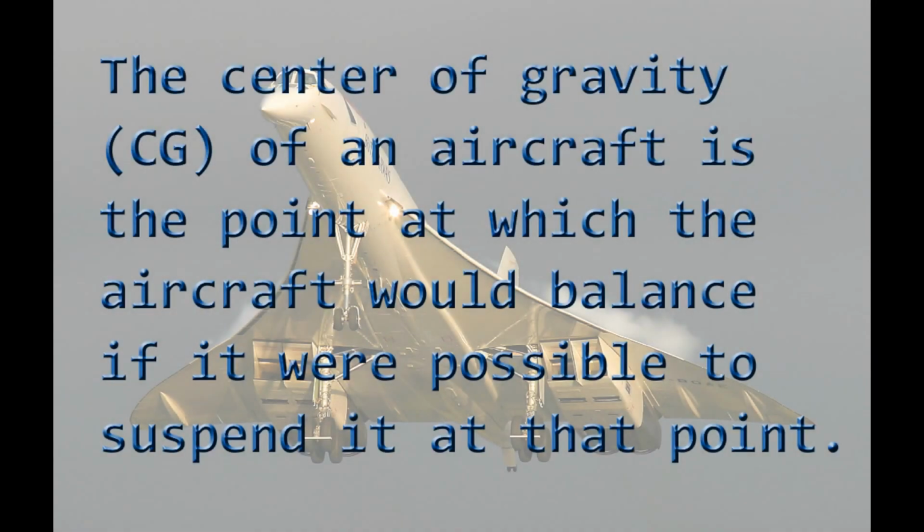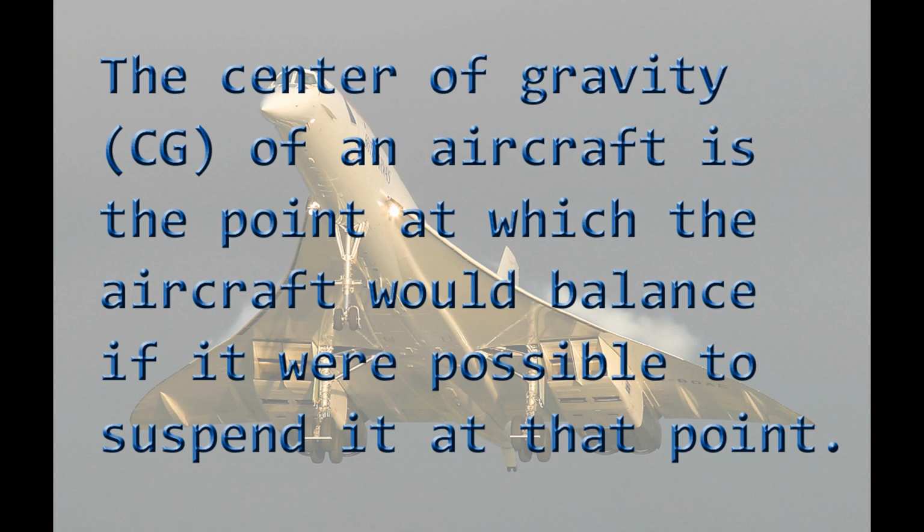Before we go ahead and get stuck into the details of the fuel system on Concorde, I thought it'd be a good idea just to review a definition of the center of gravity. We talk about it so much when you talk about Concorde fuel that it's a good idea just to get this out of the way up front so we all are operating from the same definition. So this is a definition I found, which I thought was actually pretty good. The center of gravity, CG, of an aircraft is the point at which the aircraft would balance if it were possible to suspend it at that point. So I think we all understand what that means.